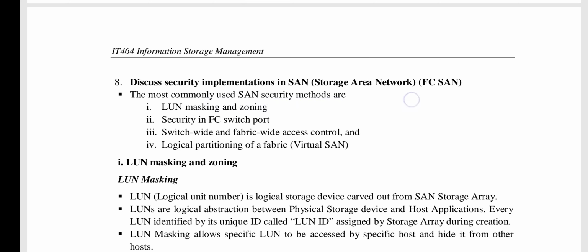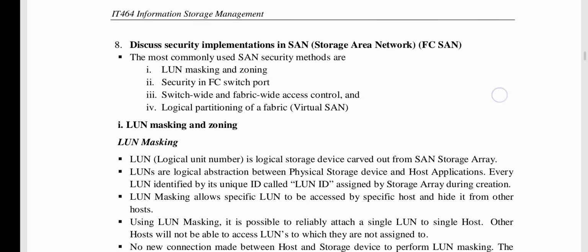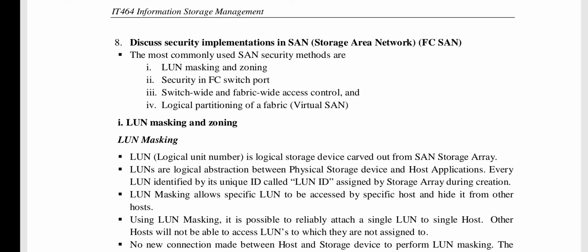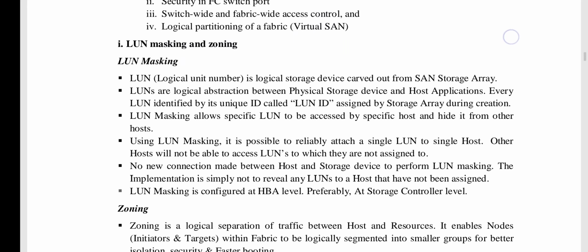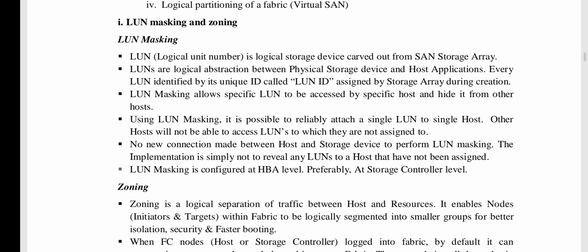SAN is storage area network, and we are discussing FC-SAN, that is the Fibre Channel SAN. The most commonly used SAN security methods are LUN masking and zoning, then security in FC switch ports, then switch-wide and fabric-wide access control lists (ACL), and logical partitioning of a fabric, that is the virtual SAN. Now the first one, LUN masking and zoning.